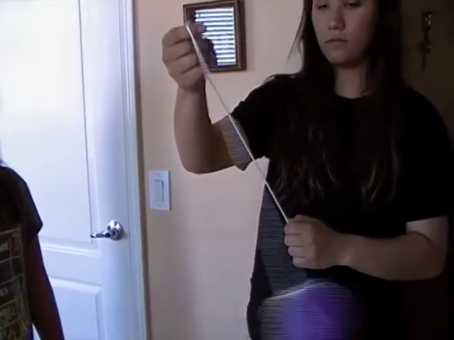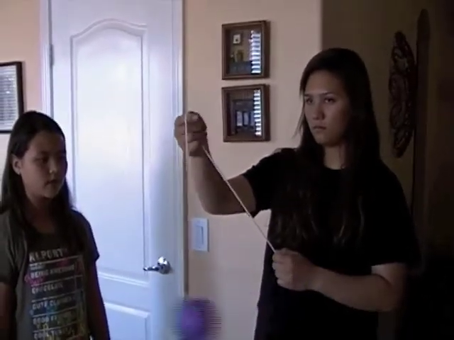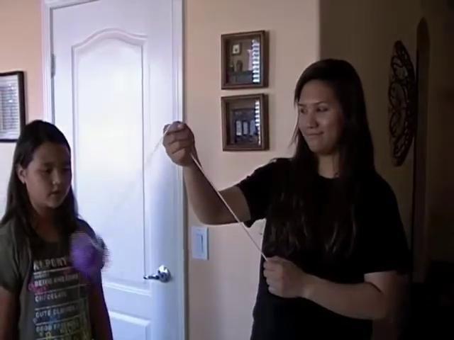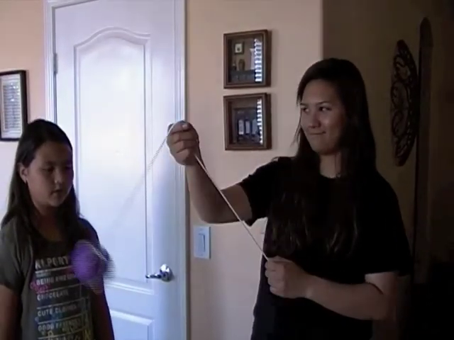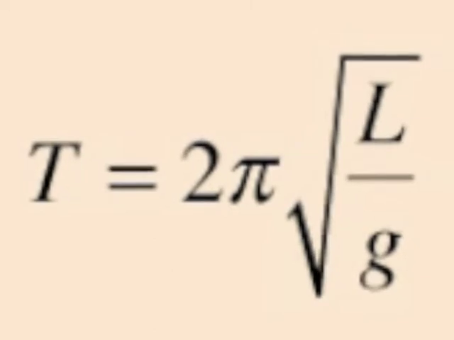Frequency. Frequency is the number of cycles or vibrations per unit of time. Period equals 2 pi times the square root of length divided by freefall acceleration.